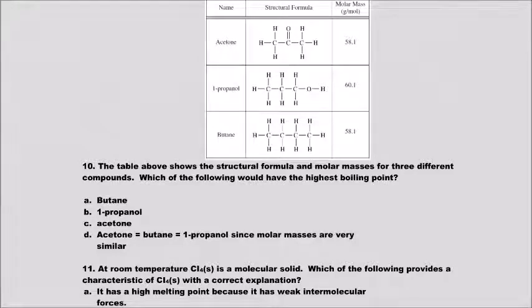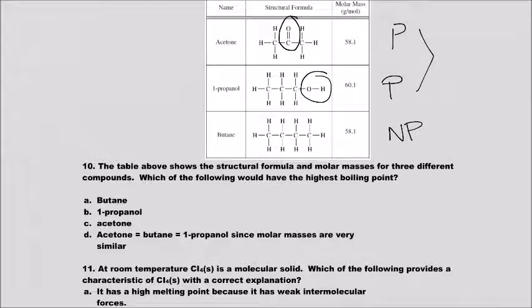Looking at acetone, the C double bond O jumps out at me, which makes this a slightly polar molecule. In 1-propanol, the OH jumps out, which makes that a polar molecule, and then I look at butane and I can see it's nonpolar. The highest boiling point is going to have the strongest IMFs between its molecules. Since all the molar masses are the same, it's going to be one of these. Which one is more polar and capable of hydrogen bonding? We're going to pick 1-propanol, and B is the answer.